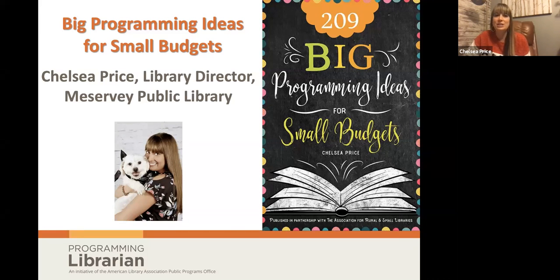So as Sam said, I'm Chelsea Price, and I'm the library director in Meservey, Iowa. This is me and my dog Riley in my picture. I think everybody should have their pet in their professional headshot, to be honest. This is actually from a fake newborn photo shoot my husband and I did with our dog, which we're those kind of people apparently. But this is my book, 209 Big Programming Ideas for Small Budgets. It came out in October of 2020. I'm really excited about it. Isn't it pretty? I love the cover. I can't take credit for it though.